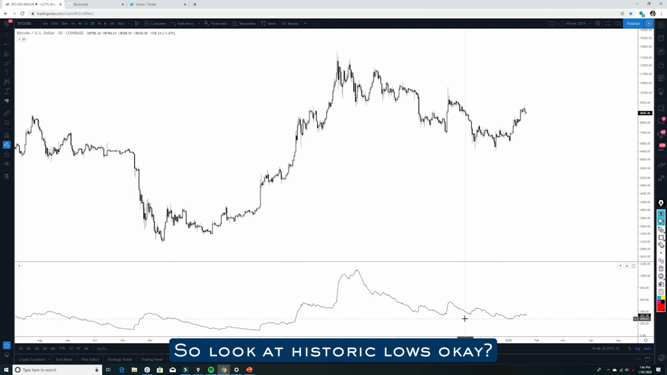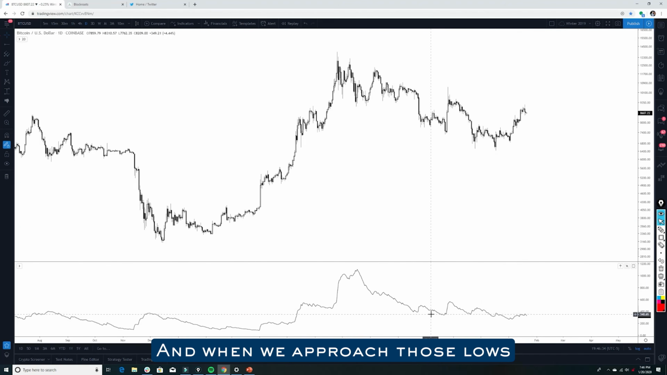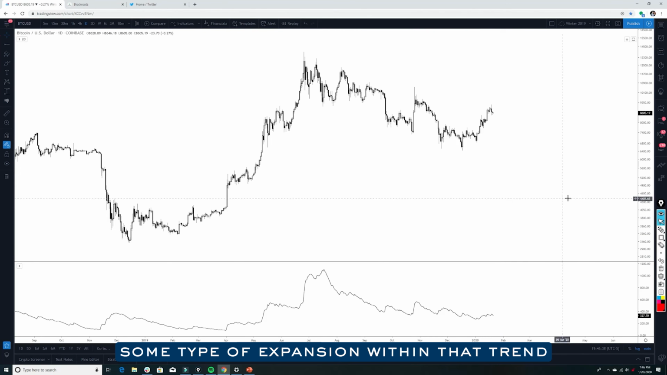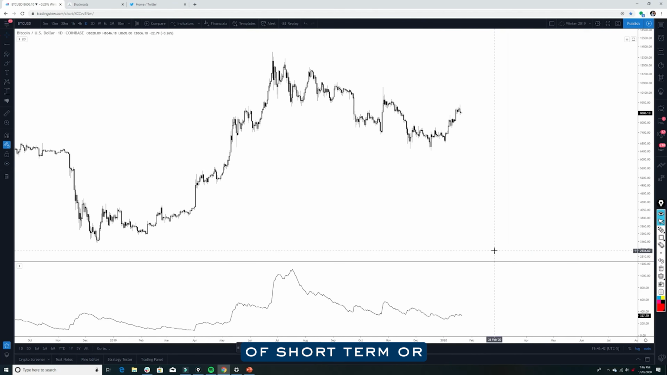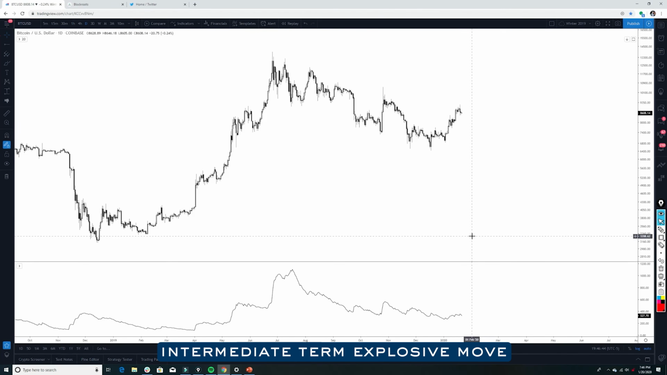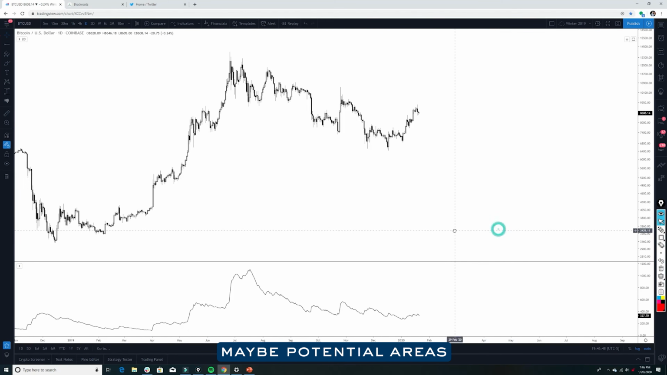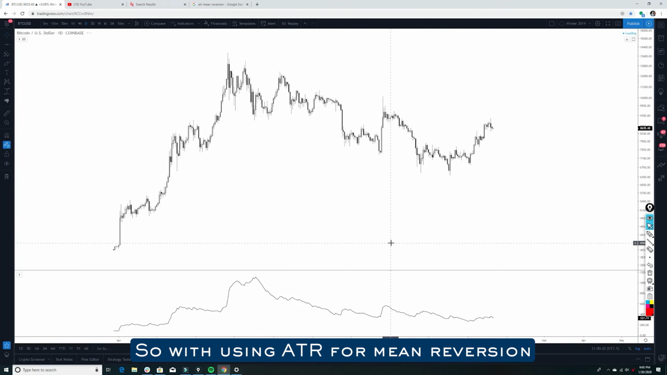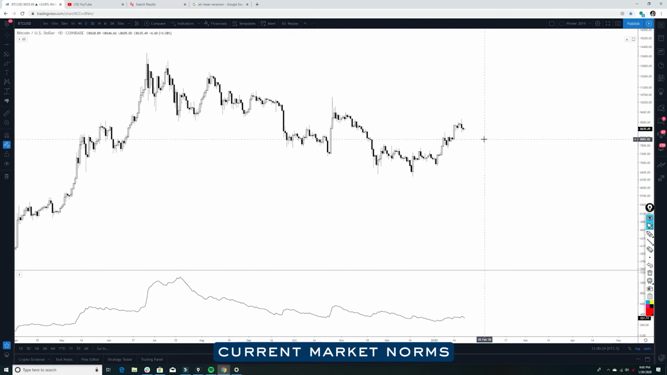So look at historic lows, okay, look at lows with reference to the current trend, and when we approach those lows, we might be gearing up for, again, some type of expansion within that trend, okay, or at least some type of short-term or intermediate-term explosive move. So the last thing that we could do is identify maybe potential areas where we could take mean reversion based trades. Okay, so with using ATR for mean reversion, remember that ATR more or less represents current market norms.